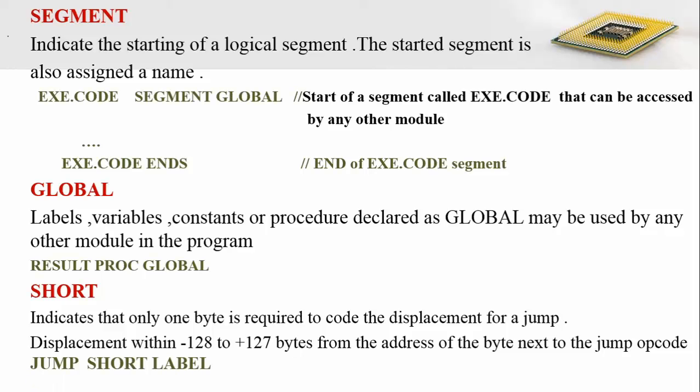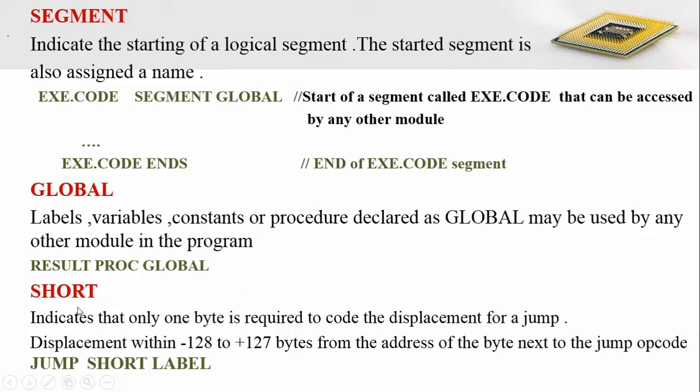So the SEGMENT assembler directive is used for indicating the start of a logical segment. Here it indicates the start of a segment. Its name is exe.code and its type is set as global. That means this segment can be accessed from everywhere in the program.